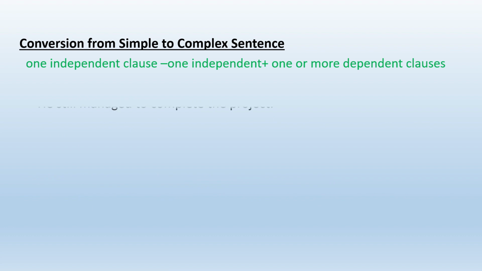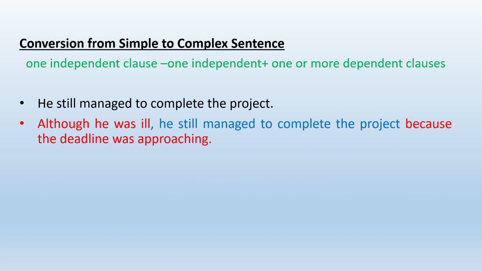Another example: he still managed to complete the project. Although he was ill, he still managed to complete the project because the deadline was approaching. How is this sentence different from the other two? Here we have added more than one dependent clause. The dependent clause is in red color.